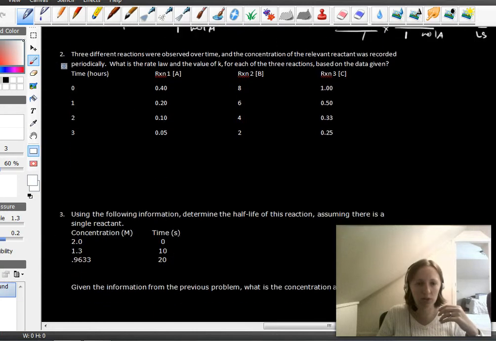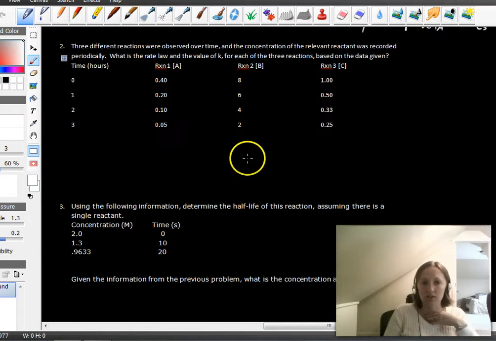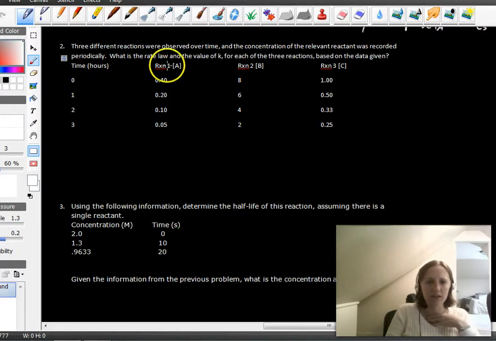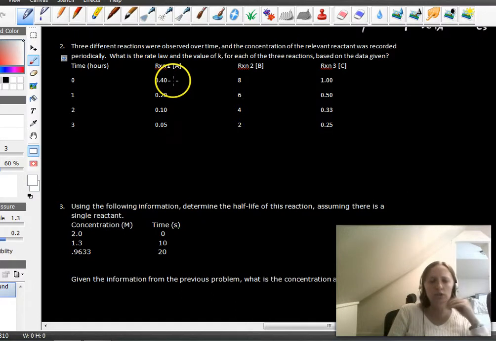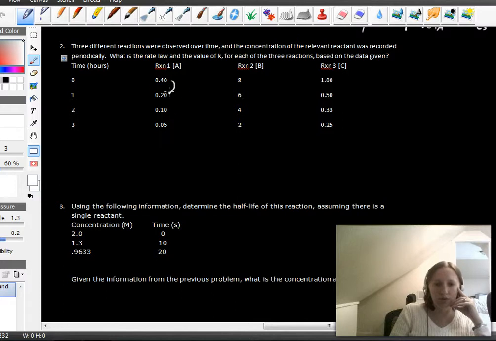All right. And question 2. 3 different reactions were observed over time, and the concentration of the relevant reactant was recorded periodically. What is the rate law and the value of K for each of the 3 reactions based on the data given? All right. So for this first reaction, the concentration of A goes from 0.4 molar to 0.2 molar in 1 hour, 0.2 molar to 0.1 molar in 1 hour, and 0.1 to 0.05 in 1 hour. So that's 1 hour, 1 hour, 1 hour, and it has divided in half 3 times.